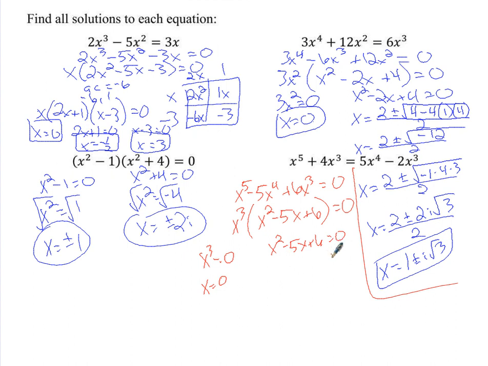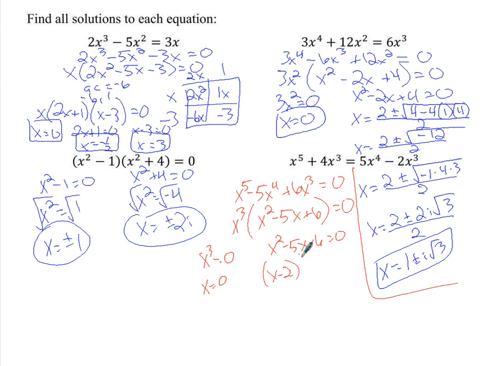If not, then use the quadratic formula. Does this one factor? If it does, I need two numbers that multiply to give me positive 6, and add to give me negative 5. Negative 2 and negative 3. Negative 2 plus negative 3 is negative 5. Negative 2 times negative 3 is positive 6. So this one does factor.